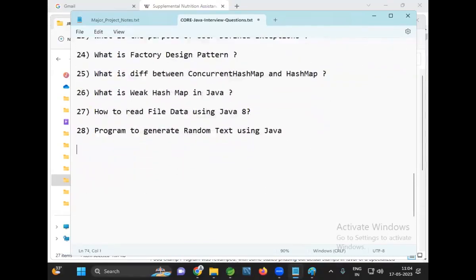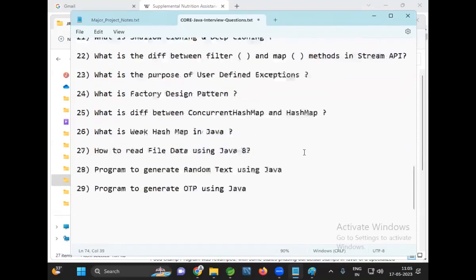Program to generate OTP using Java, just with the numbers. Random text is nothing but alphanumeric characters. OTP is nothing but only numbers.